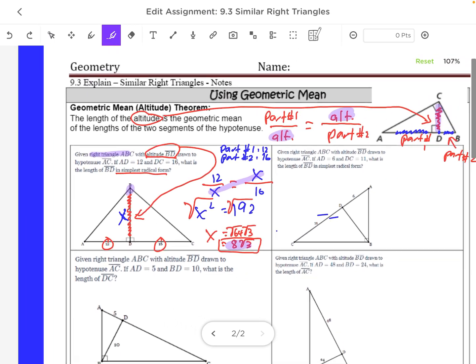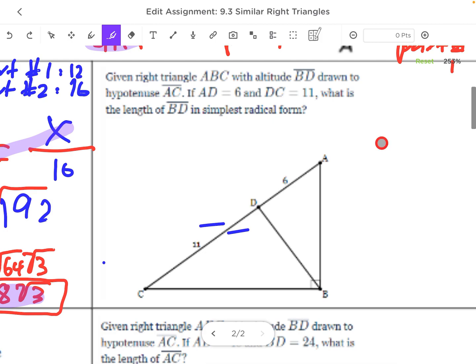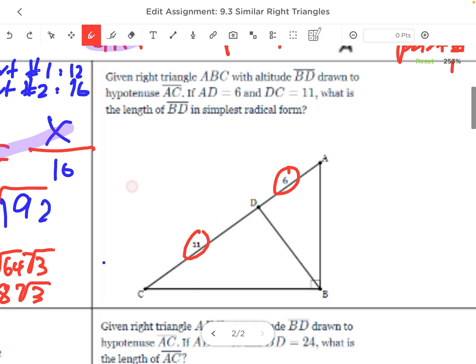Okay, so keep that in mind. Let's keep it moving. See if you can set this one up. This one says, given this right triangle ABC, with the altitude of BD, so that's an altitude. If AD is 6 and DC is 11, what is the length of BD?